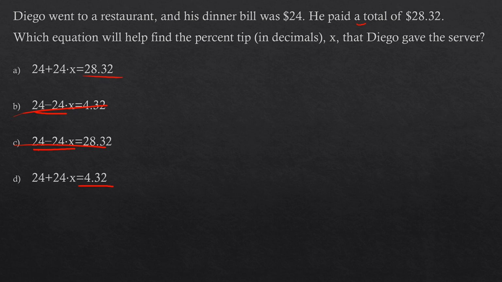Remember, your total always goes on one side of your equal sign by itself. So if I look at how much Diego paid for the total of his bill, he paid $28.32 for his whole bill, which means that A is our correct answer here. I'm adding, which is one of my check marks, and then I have my correct total number on the other side of my equal sign.